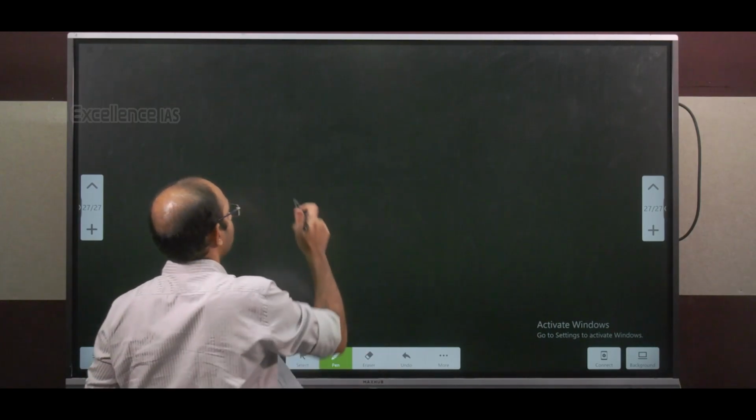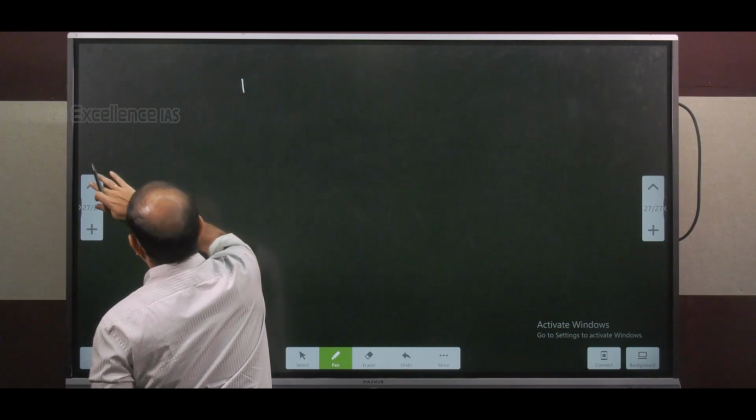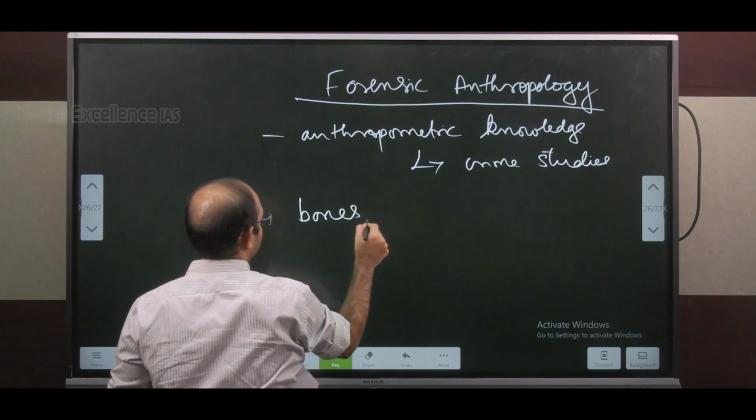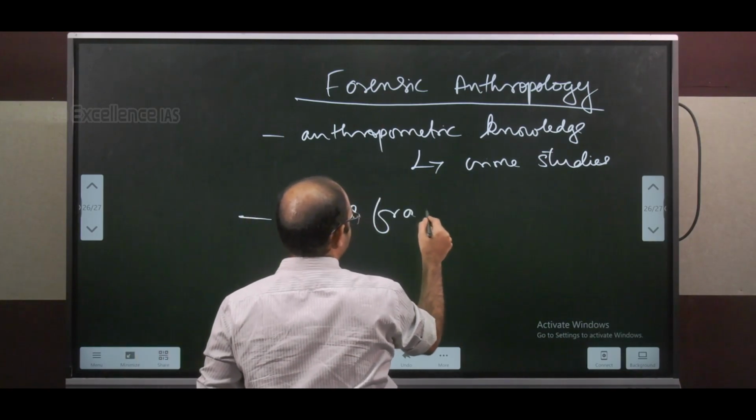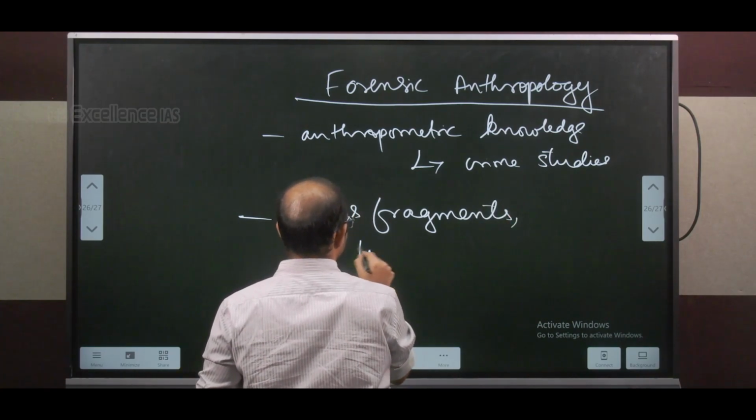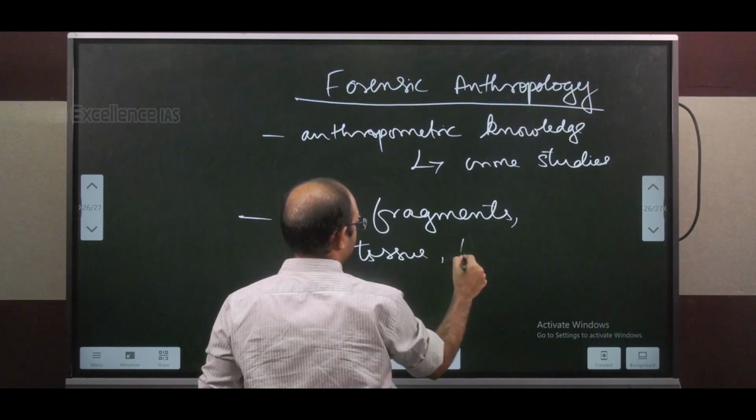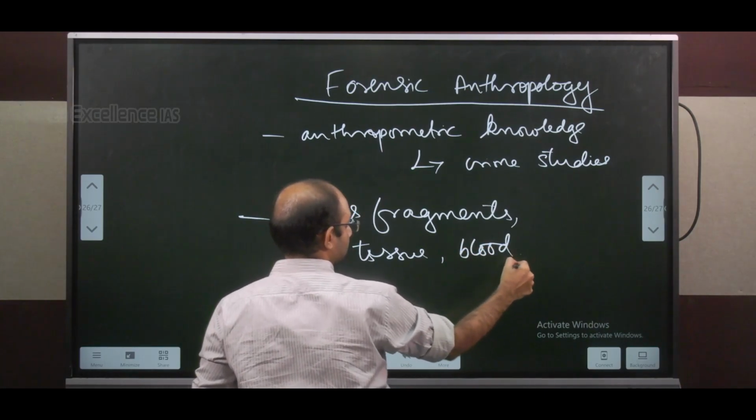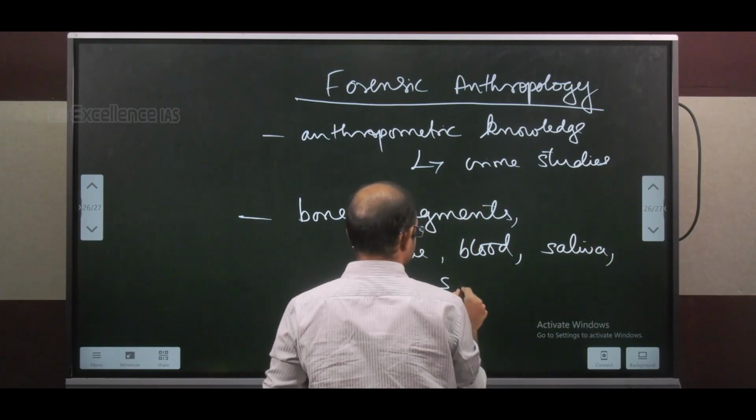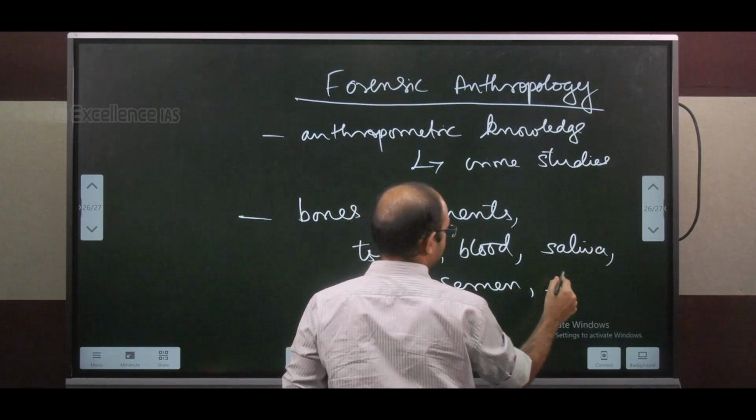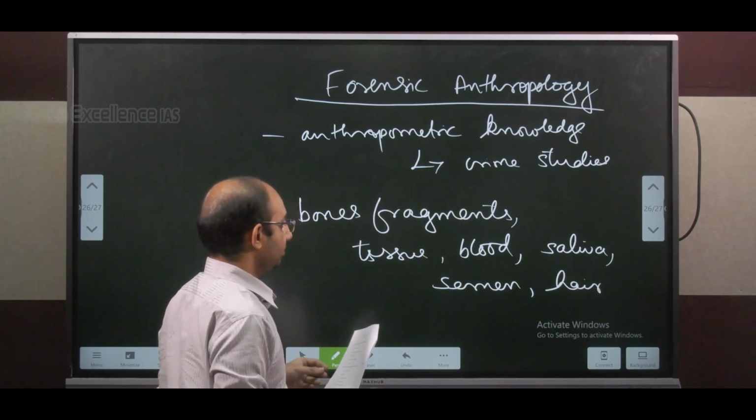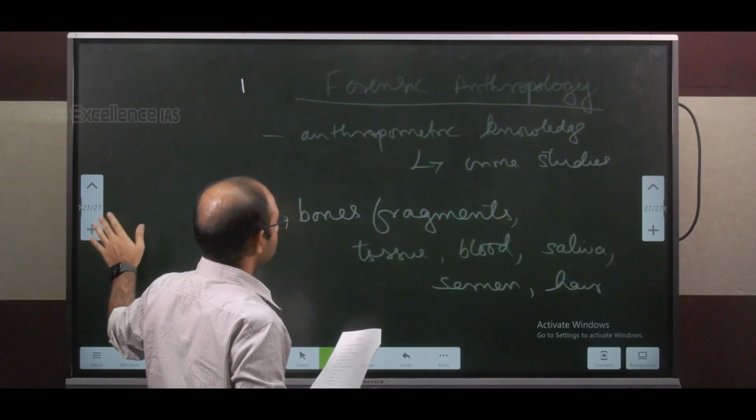What are the different steps in forensic anthropology? First, what does forensic anthropology use? It uses for its study things like bone fragments, tissue remains, blood samples, saliva, semen, hair. So these kinds of things are collected, and they do their analysis based on this kind of data.